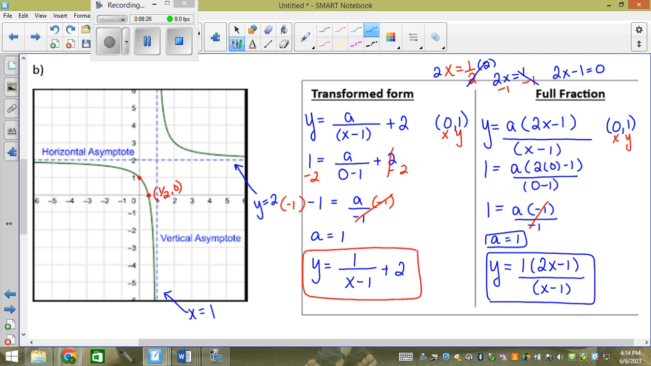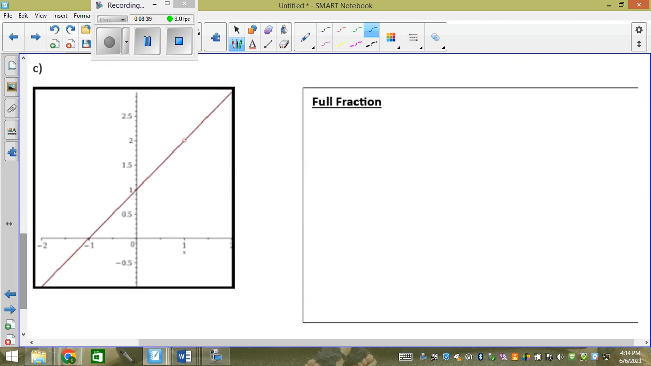So if I type this one and this one into my calculator, remember making a thicker line on this one, they'll draw one on top of the other and they will match this graph, so we know we're good. The only one I would hazard you not to do the transformed form for is these ones where it's just a line with an open dot. Remember I told you when this happens, your numerator is a larger degree than your denominator, right? And so we're always going to use a full fraction when it's a line like this.